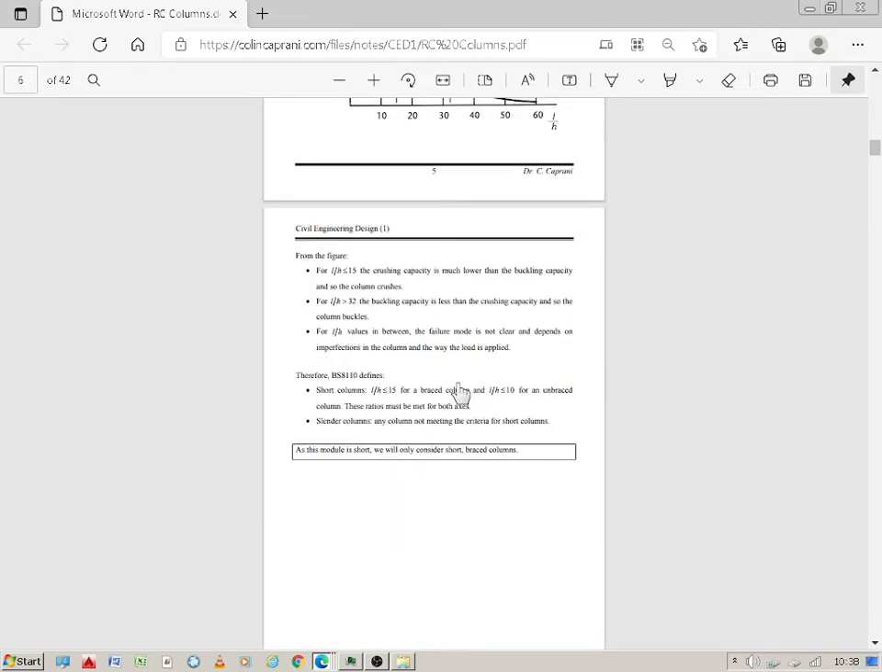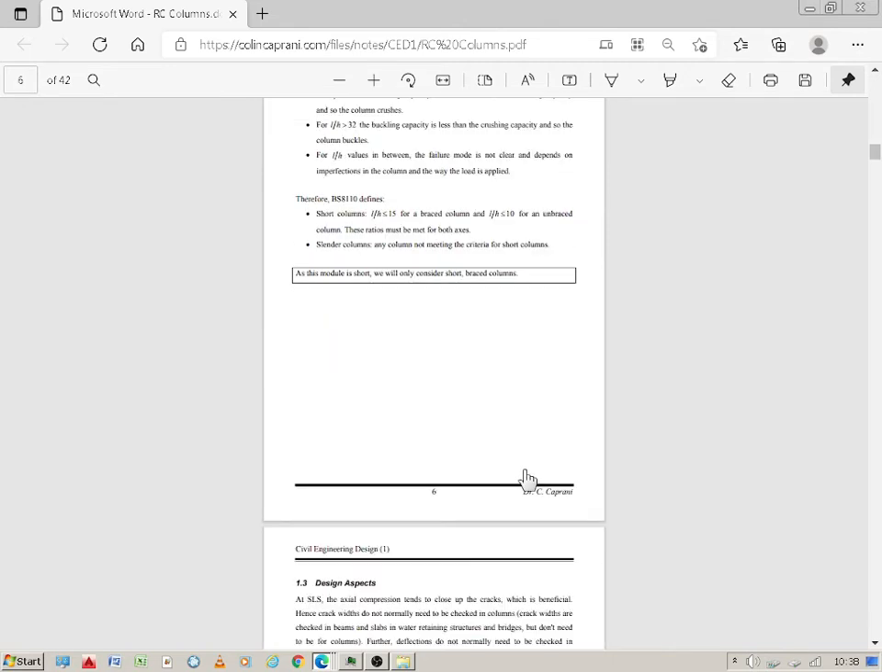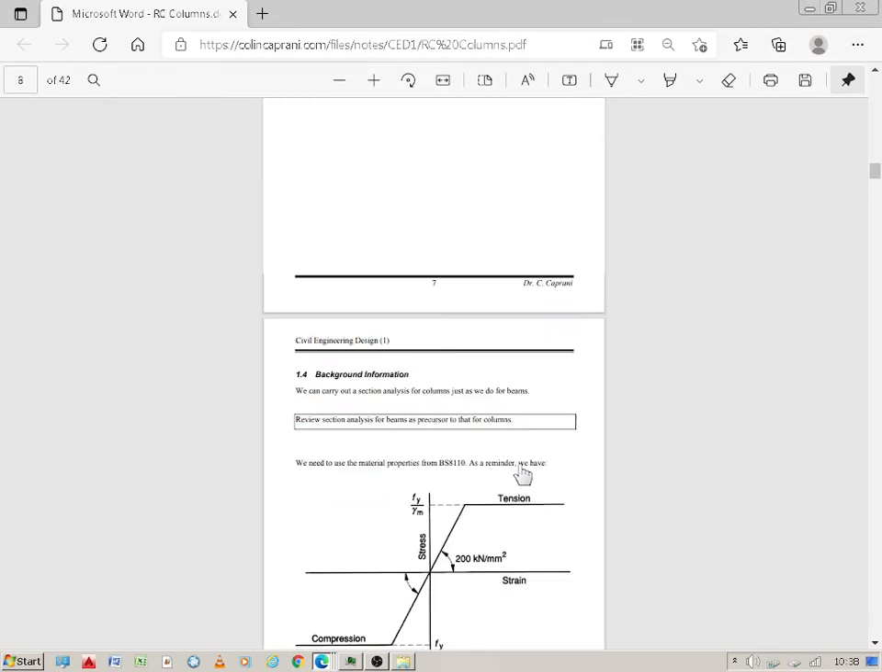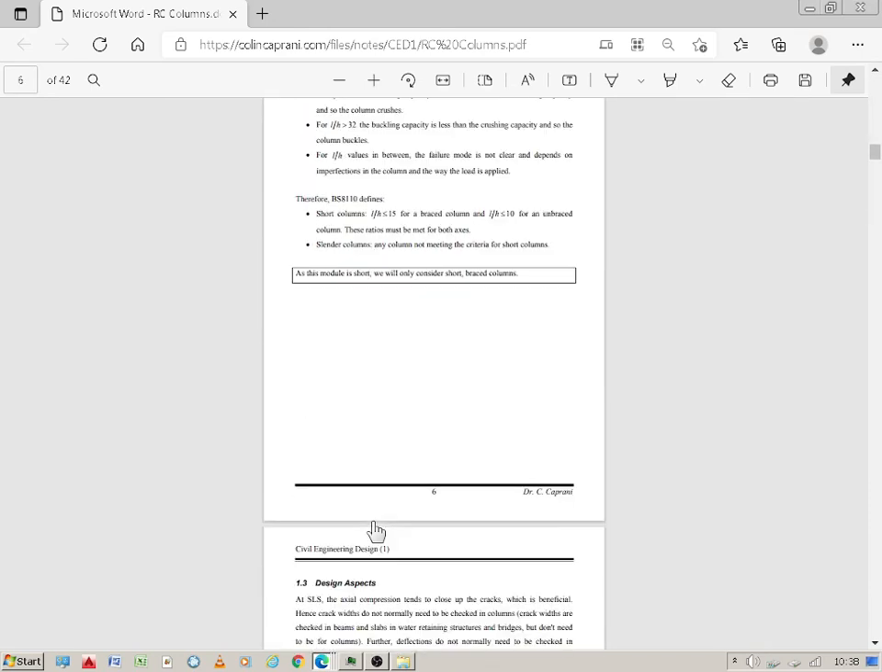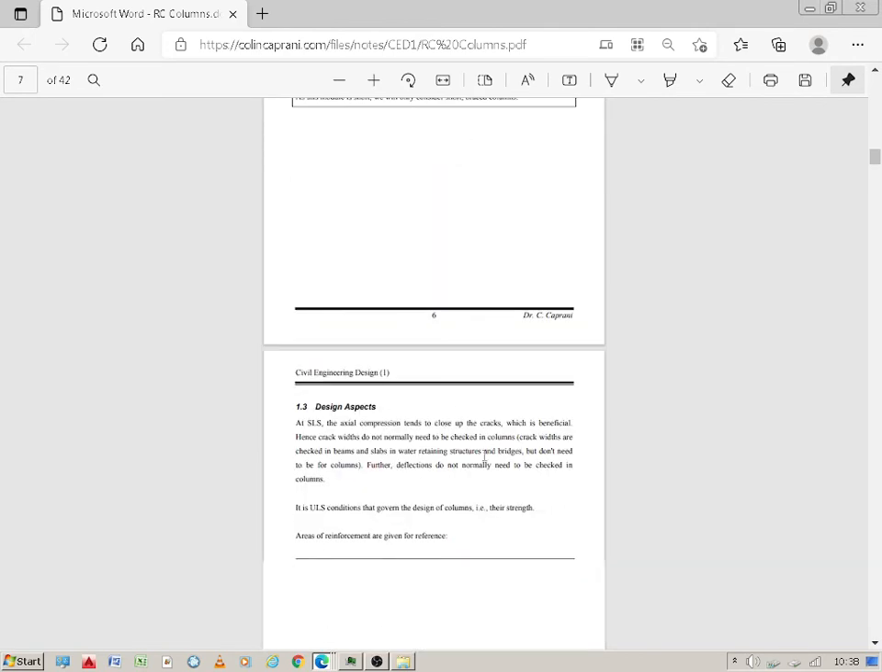Therefore, BS8110 defines short columns as L over H equals 15 for a braced column and L over H equals 10 for an unbraced column. These ratios must be met for both axes. Slender columns are any columns not meeting the criteria for short columns. As this module is short, we will only consider short braced columns. In this video, we're going to do short braced columns only.